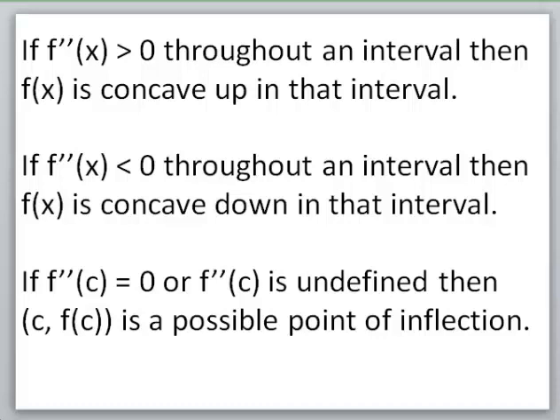If the second derivative is positive throughout an interval, then we're going to say it's concave up. If the second derivative is negative throughout an interval, then we're going to say it's concave down. So this one was negative, this one was positive. So if it's positive, it's concave up. If it's negative, it's concave down. And the other thing we're going to take note of is that f double prime, if it's equal to 0 or if it's undefined, then there's a possible point of inflection. Possible. It doesn't have to change concavity, but sometimes it does.